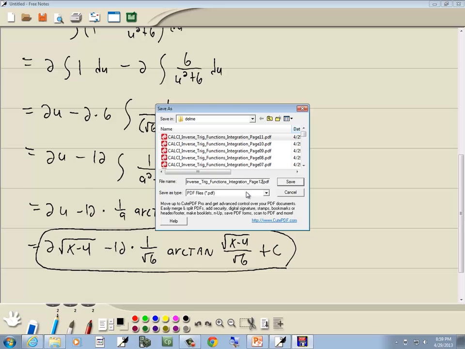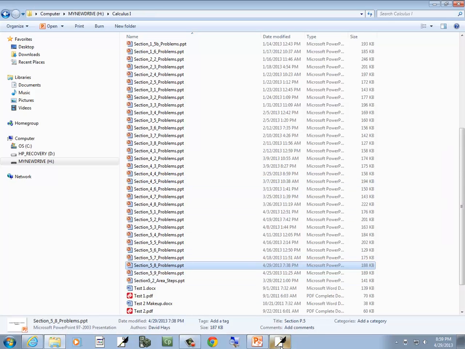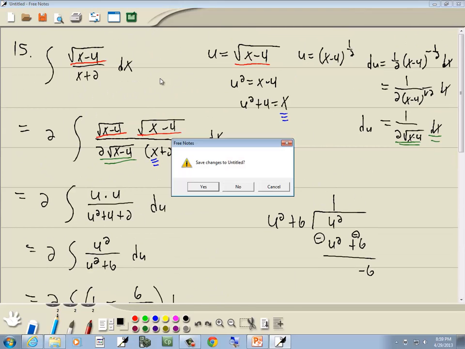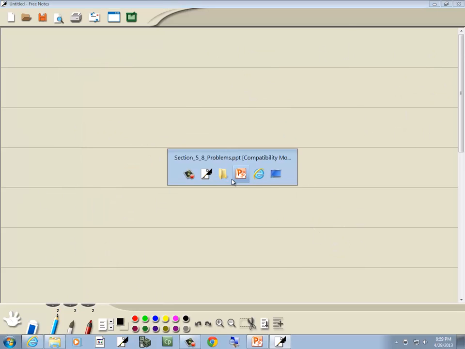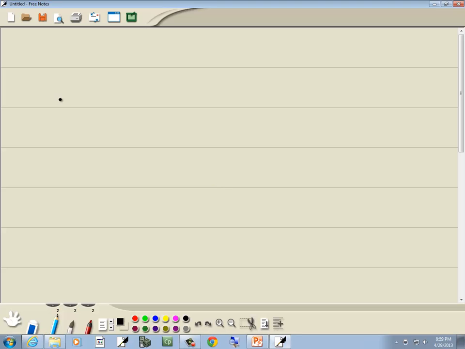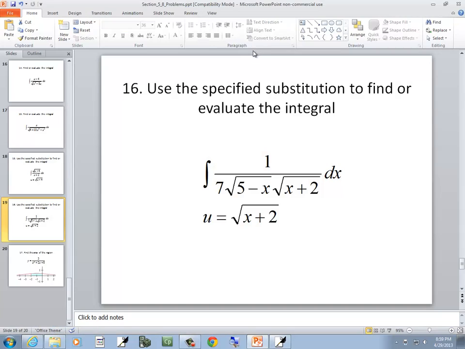Okay, so that's 12. What problem was that? That's 15. So let's take a look at 16. Got the integral of 1 over 7 square root of 5 minus x, square root of x plus 2, dx, and they tell us to let u equal to square root of x plus 2.